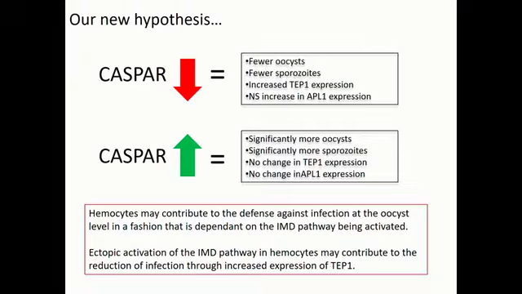So now this leads us to believe that hemocytes may contribute to the defense against infection at the oocyst level in a fashion that is dependent on the IMD pathway being activated, and that the ectopic activation of the IMD pathway in hemocytes may contribute to the reduction of infection through increased expression of TEP1.